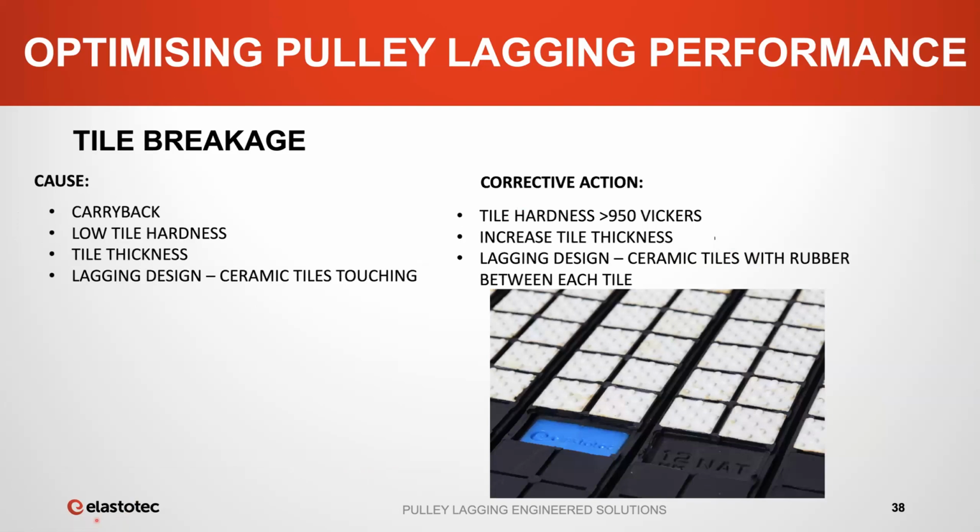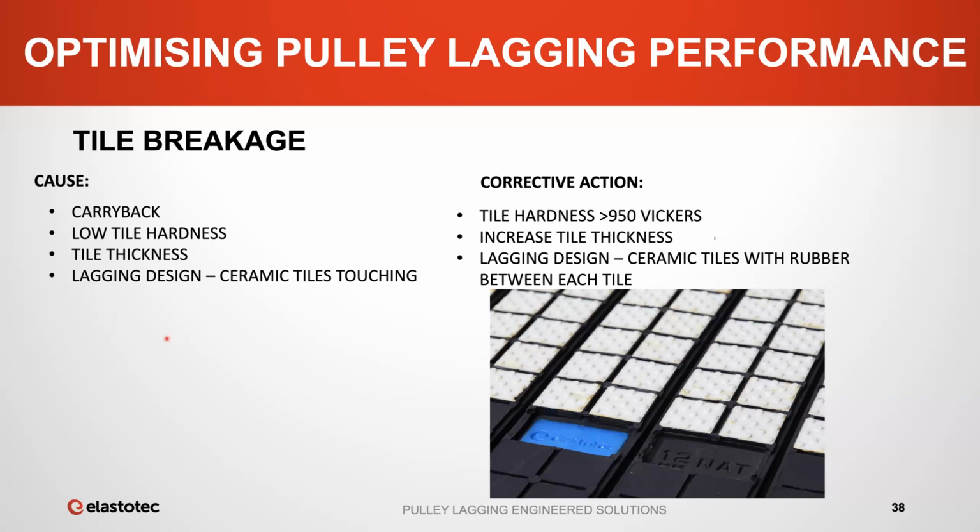The last thing that has an impact on tile breakage is when the tiles are contacting each other. You'll see some lagging designs where the ceramic tiles are hard up against each other. When you get material trapped between the belt and the lagging, you get high point loads on the tiles. Ceramics are inherently brittle. When they've got nowhere to move, so they've got a hard tile on either side of them, and no room for movement, it just makes it much easier for them to crack.